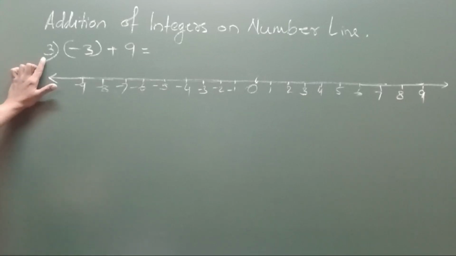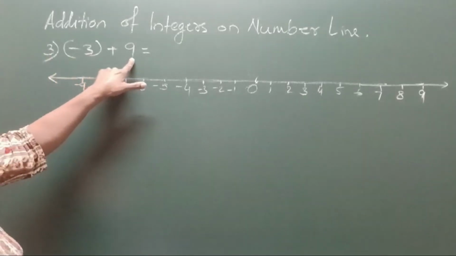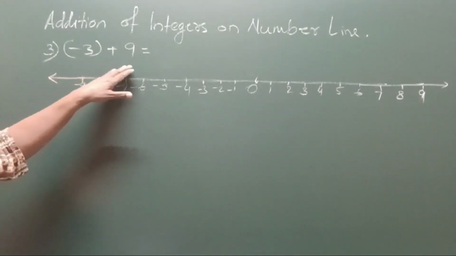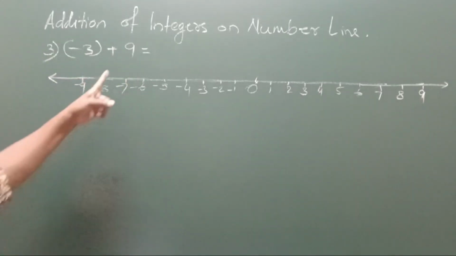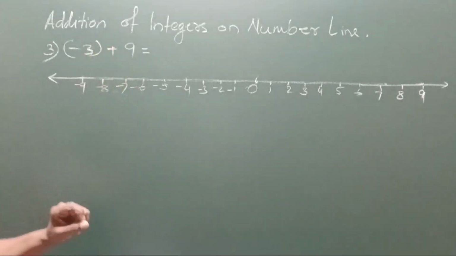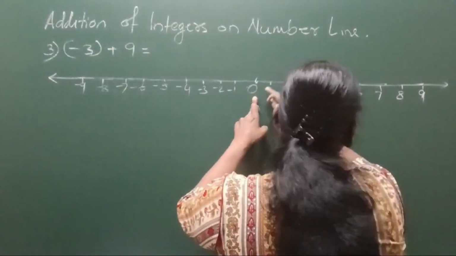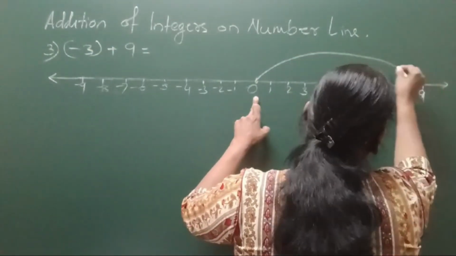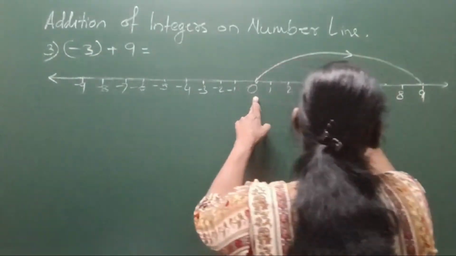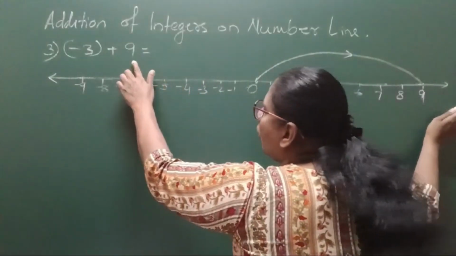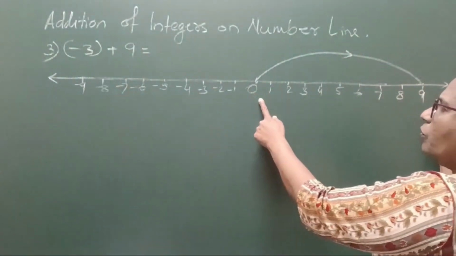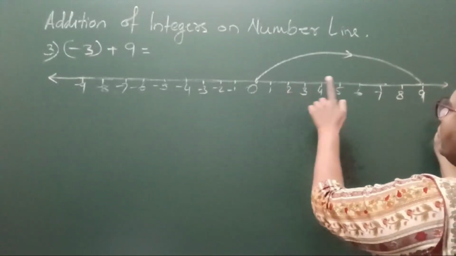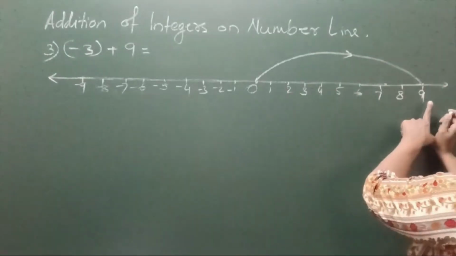Question number 3. -3 plus 9. We have to add -3 to 9. So first we'll do 9. From 0 to 9, we'll make a move towards the right. Since it is positive integer, we have to move towards the right on number line. So now it is on 9.